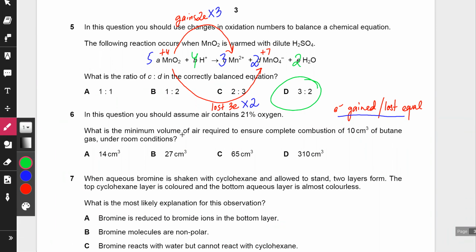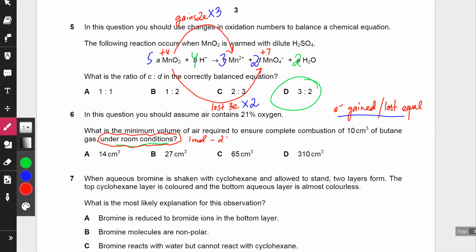Next one: in the question you should assume air contains 21% oxygen. So what is the minimum volume of air required to ensure complete combustion of 10 cm cube? So this is happening under room conditions, so you have to remember this. This is very important. Moles in O levels is different from moles in A levels because in A levels gases can expand and also contract. So under room conditions, 1 mole of gas would occupy 24 dm cube.